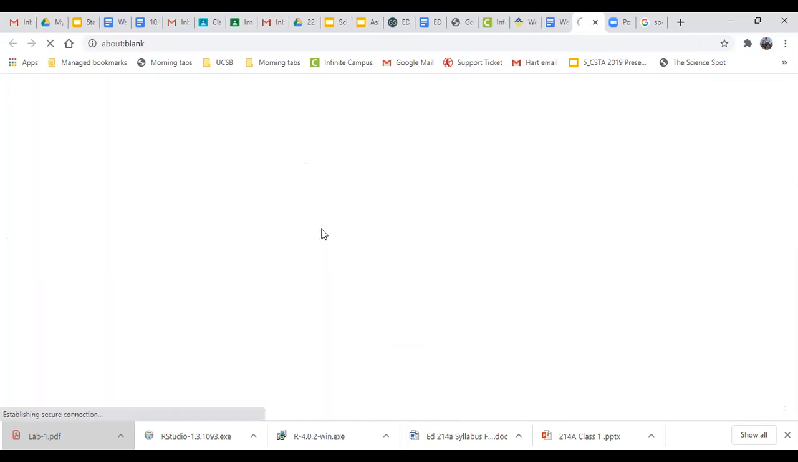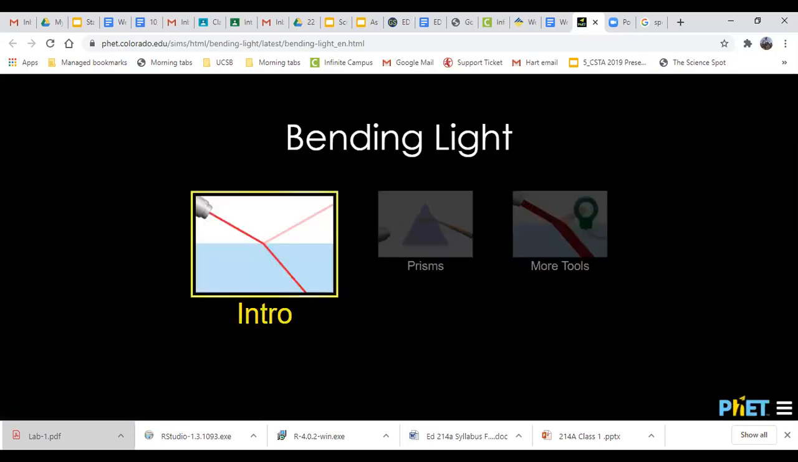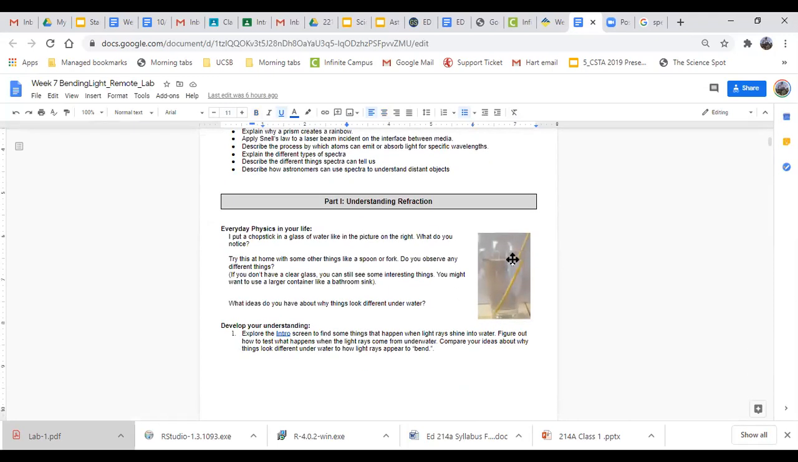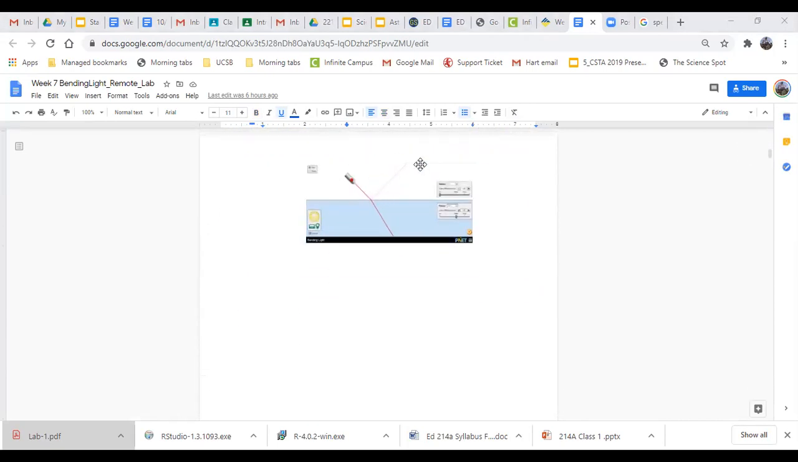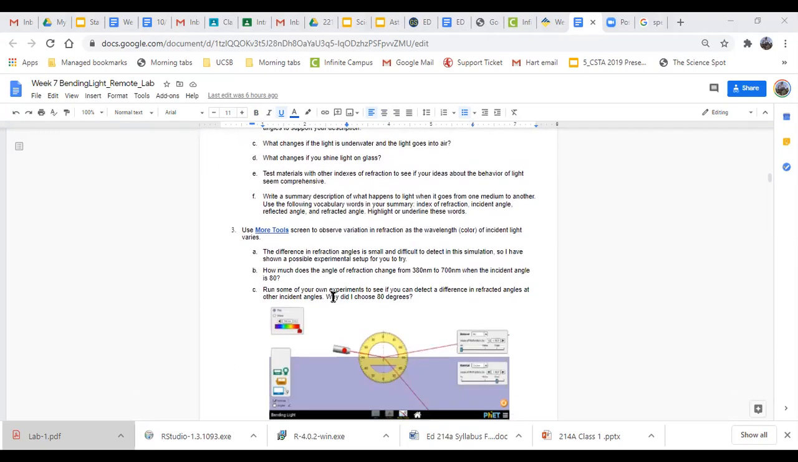That is a PhET simulation. It is right here. It is pretty self-explanatory, has to do with the properties of light and bending light. If we were in the lab, we would be doing something just like this, where you were looking at bending light. So you're going to go through here using the simulation, answering the questions, follow the instructions.